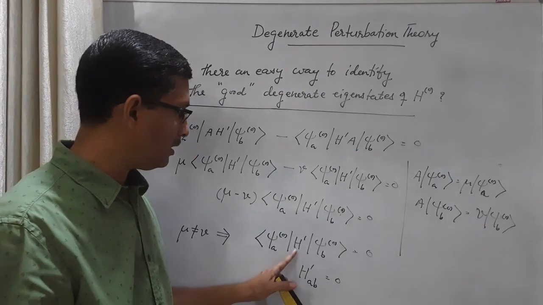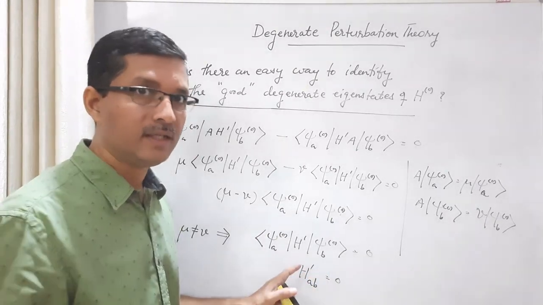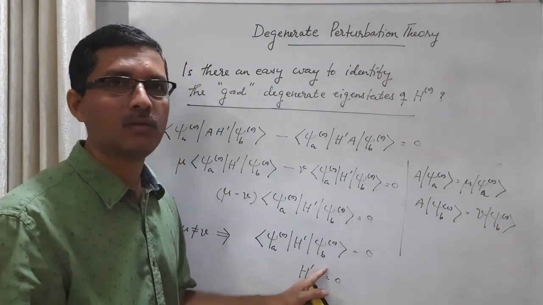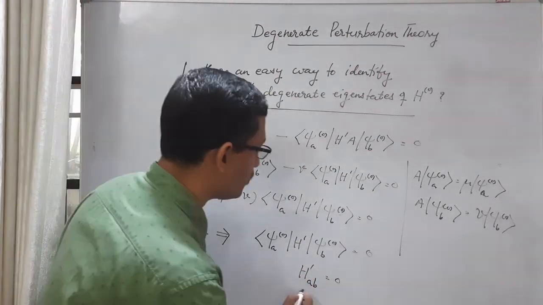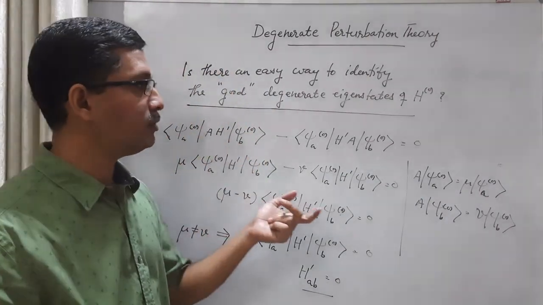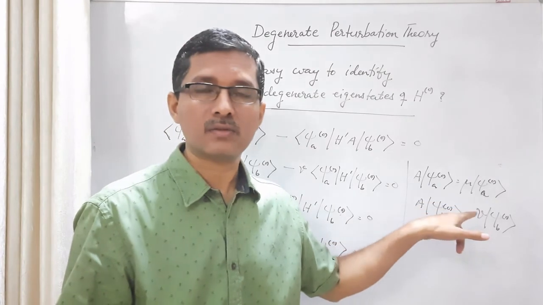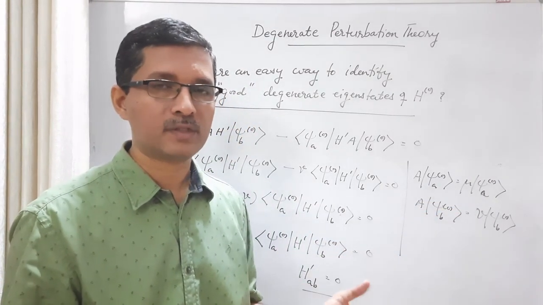This is nothing but the off-diagonal matrix element of H prime in the basis of psi a0 and psi b0. So the off-diagonal matrix elements are 0. Off-diagonal matrix elements being 0 means this is a two-fold degeneracy, so it's a two-dimensional degenerate subspace. So the matrix of H prime must be 2 by 2.